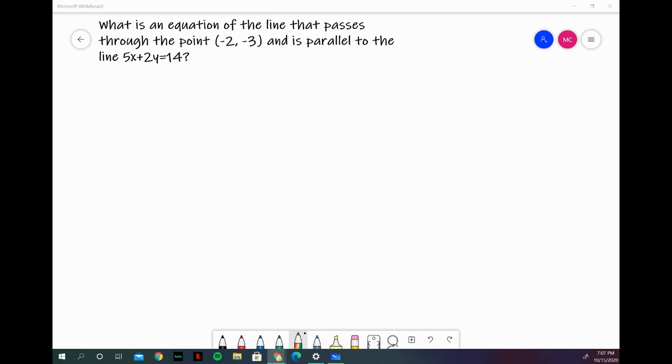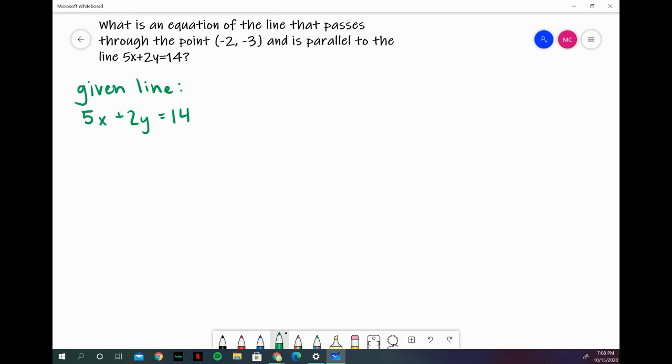What is an equation of the line that passes through the point -2, -3 and is parallel to the line 5x plus 2y equals 14? The first step is to find the slope of the given line. In this problem, the given line is 5x plus 2y equals 14.